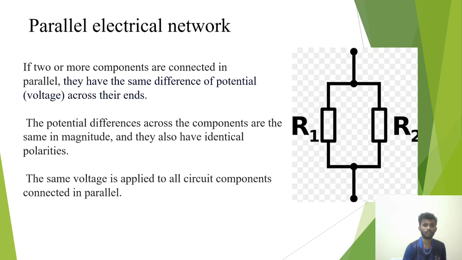Parallel electrical network. If two or more components are connected in parallel, they have the same difference of potential across their ends. The potential differences across the components are the same in magnitude, and they also have identical polarities. The same voltage is applied to all circuit components connected in parallel.